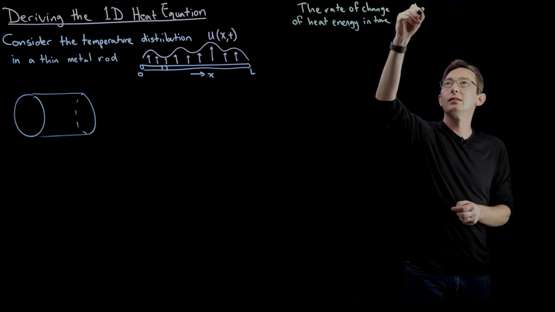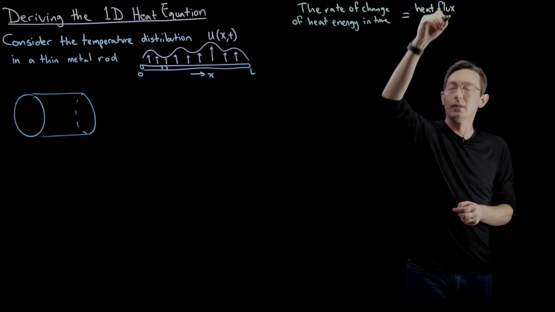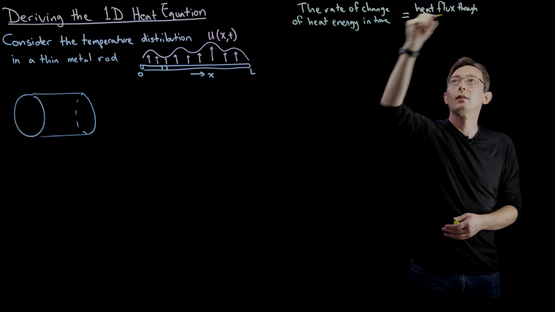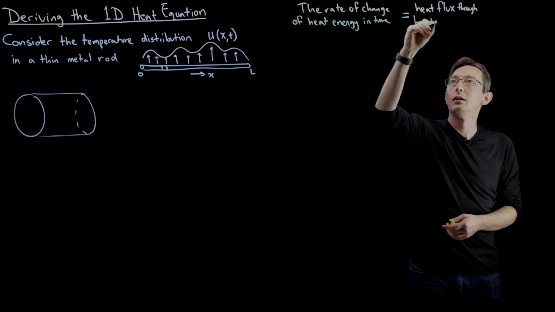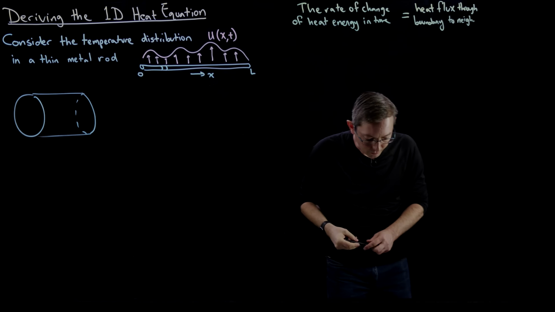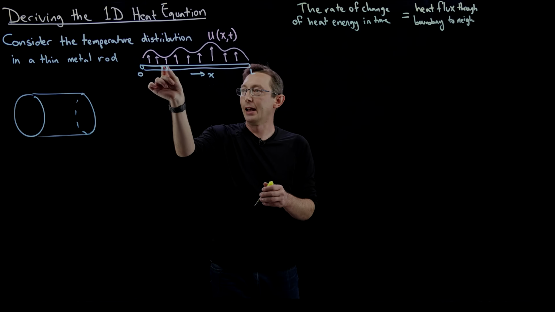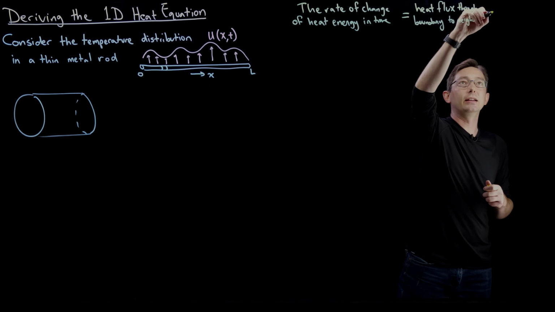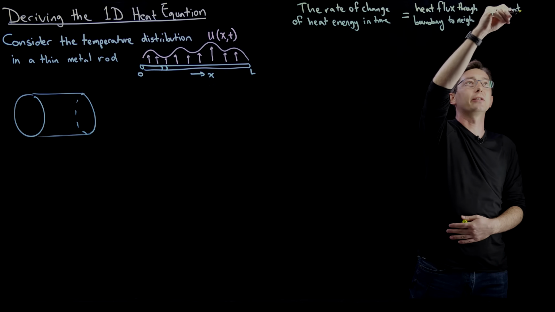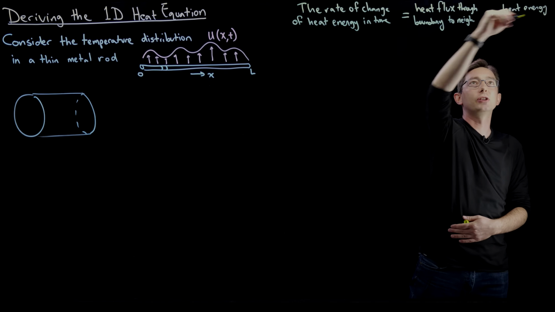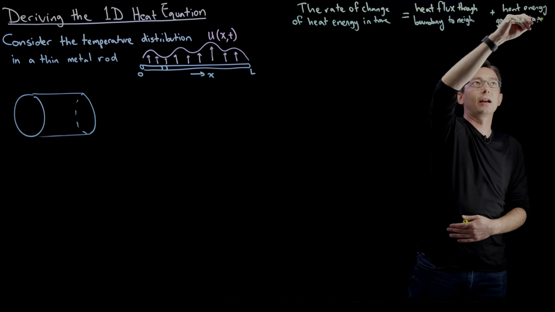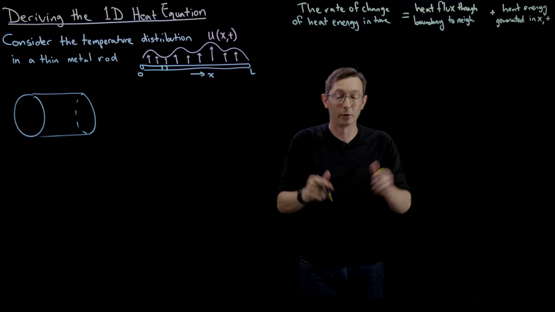So heat flux through the boundary to its neighbors, plus any heat energy generated at a point in space, in x and t, at any point in space or in time.